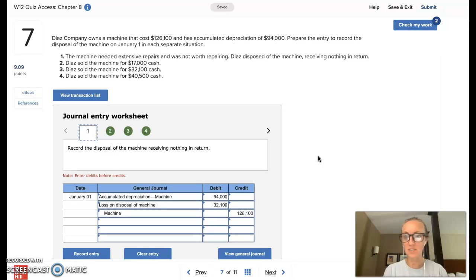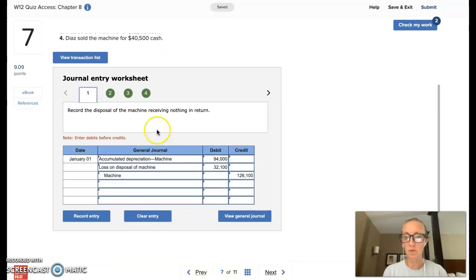This is problem number 7. It says Diaz Company owns a machine that costs $126,100 and has an accumulated depreciation of $94,000. Prepare the entry to record the disposal of the machine on January 1st in each separate situation. So we have 4 different situations.